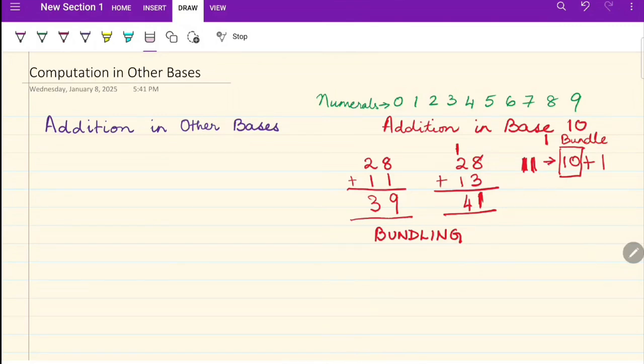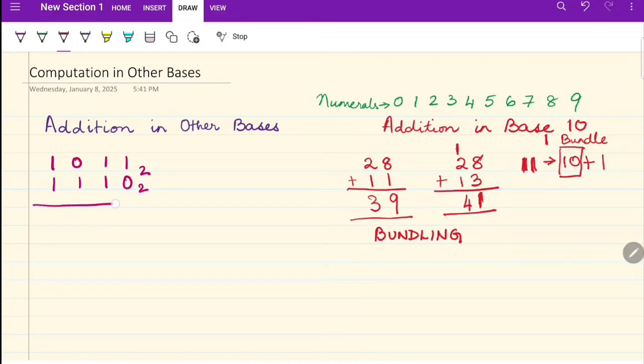Now I'm going to work on an example of adding two values in base 2, or two binary numbers. All right, so let's choose two numbers here to add. I'll choose 1, 0, 1, 1 base 2, and the other number is 1, 1, 1, 0 base 2.